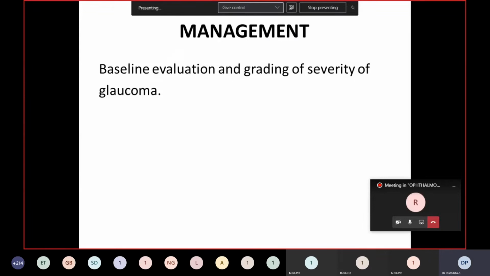Okay. So after this baseline evaluation, we have to grade according to the severity of the glaucoma depending upon the optic disc changes, visual field defects and the intraocular pressure. We grade the glaucoma into mild, moderate and severe glaucoma. In mild glaucoma, the characteristic optic nerve abnormalities are consistent with glaucoma but with normal visual field. In moderate, visual field abnormalities will be there. In severe, advanced visual field abnormalities can be seen, like a tubular vision. Okay.